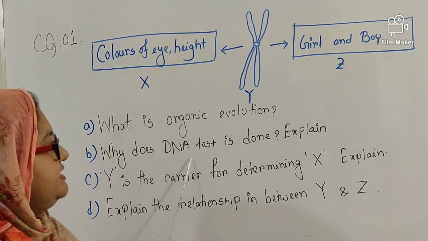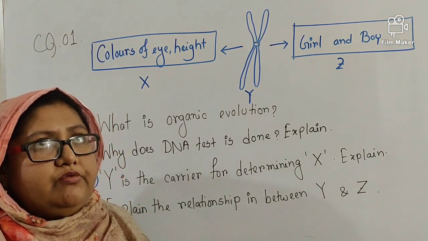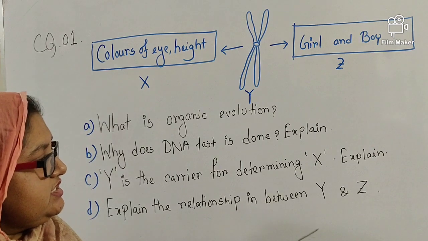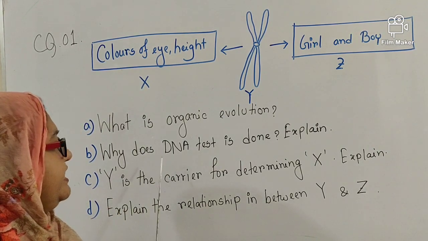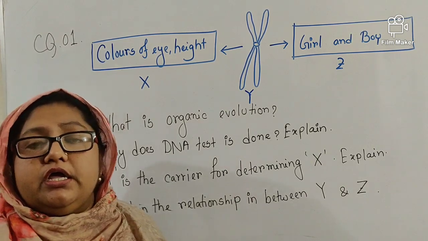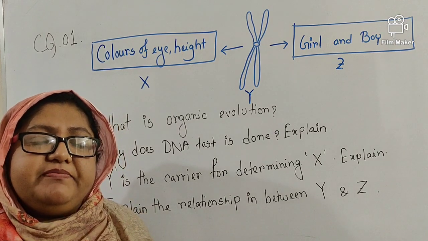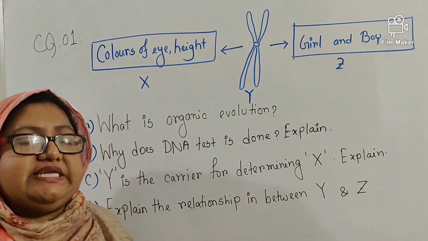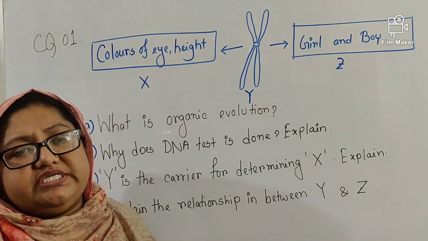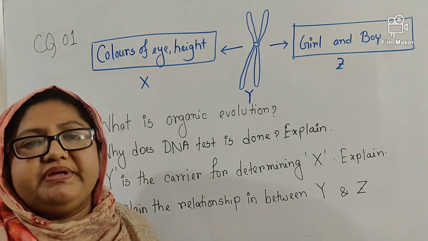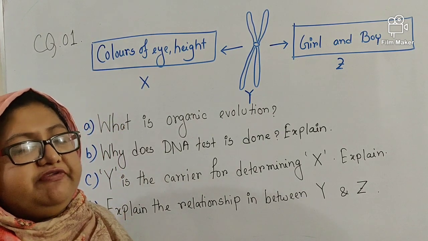Now, why is the DNA test done? First of all, I also want to mention this creative question is from chapter 12. You know, DNA is the main component of chromosome. The scientific method of testing DNA is known as DNA fingerprinting. Nowadays, DNA test or DNA fingerprinting plays a vital role in medical science, in proper justification, and for different purposes.